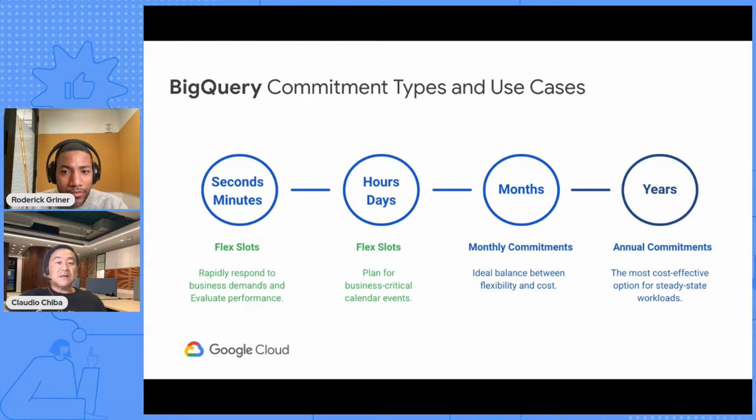Election season is around the corner. Oh, election season was last year in Brazil and also in the US. If you are a media organization going to process huge data for a month or two, you can use monthly commitments. For a Black Friday or Cyber Monday event, you might want to supercharge your analytics with flex slots. And in cases where your analytics is steady, regardless of the season, you can hire an annual commitment.